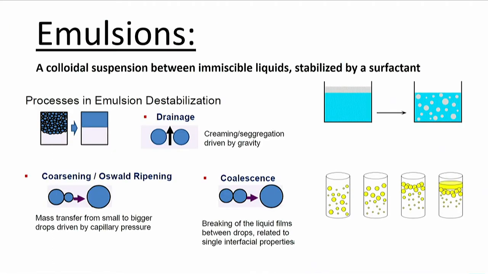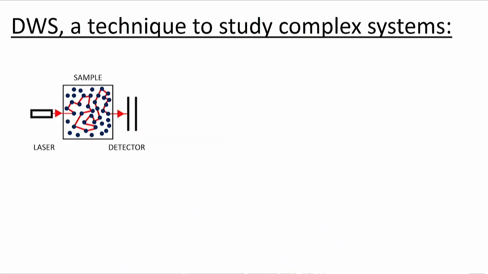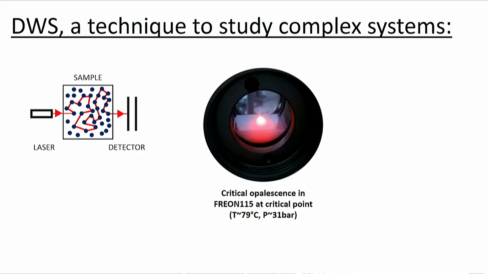Now, there are many techniques to study emulsion. You can look at them on a macroscopic scale. You can do many things. What we brought here for the hands-on session is diffusing wave spectroscopy, that is DWS, a technique that we want to use to study complex systems.